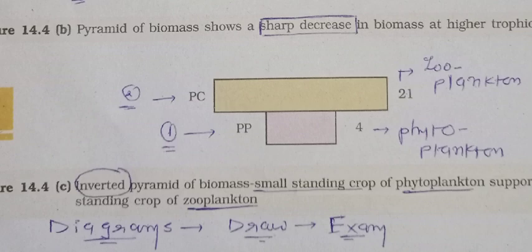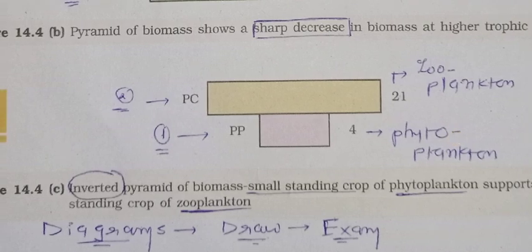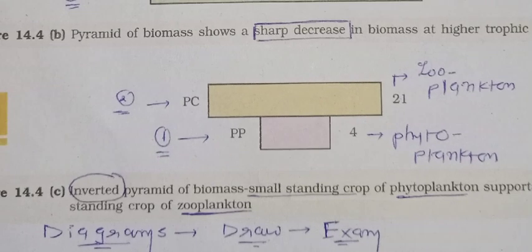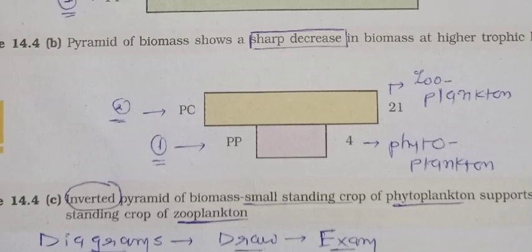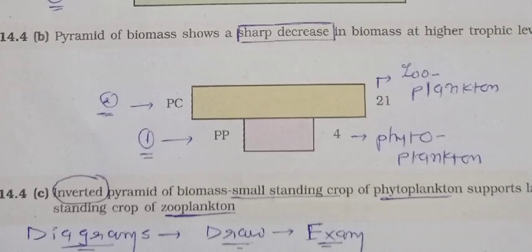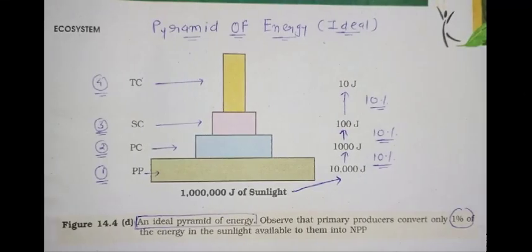You can see here on the left side two trophic levels are there, first and second. The first is connected with the primary producers while the second is connected with the primary consumers. But we can say that phytoplanktons are included in primary producers, but the number is only 4, while zooplanktons are included in primary consumers, but the number of zooplanktons is higher compared to the phytoplankton. So it is one type of inverted pyramid. So you will also remember this inverted pyramid.